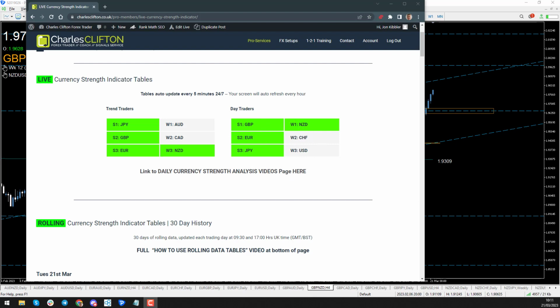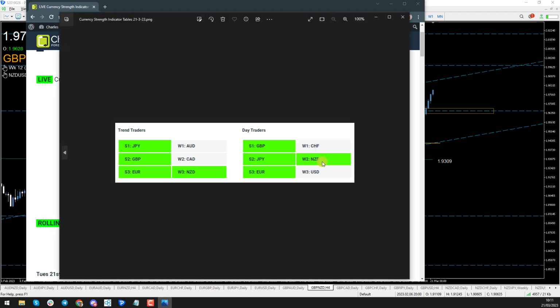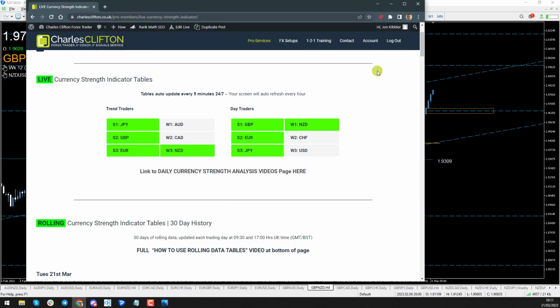Now if I just grab the 9 o'clock table which I screenshotted, we can see that the New Zealand dollar is actually on the weak side of both tables, but on the day traders table it is the second weakest. Now I've just refreshed it before looking to do the video today, and you can see that the New Zealand dollar is now the weakest currency. So that's quite an interesting thing to look at going into today.